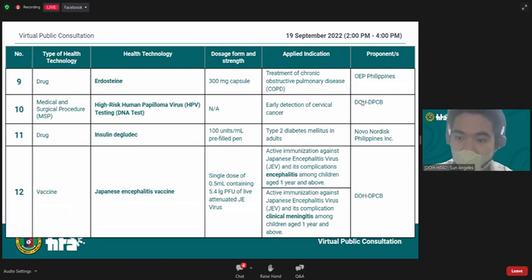Erdosteine for the treatment of chronic obstructive pulmonary disease, submitted by OEP Philippines. Then, high-risk human papillomavirus testing for the early detection of cervical cancer, submitted by DOH DPCB. Insulin degludec for type 2 diabetes for adults submitted by Novo Nordisk Philippines. Japanese encephalitis vaccine for the active immunization against the Japanese encephalitis virus and its complications such as encephalitis and clinical meningitis among children aged 1 year and above, submitted by DOH DPCB. Next slide, please.